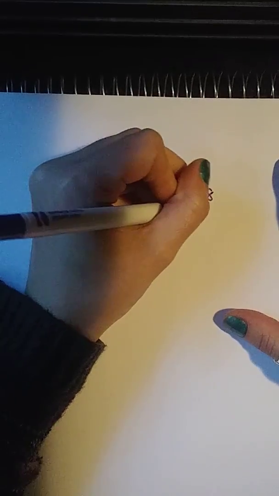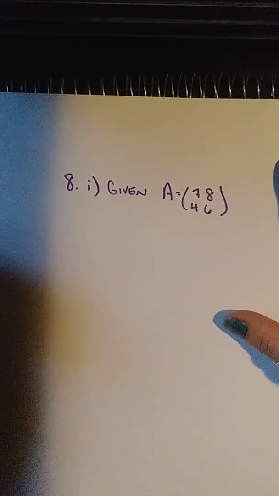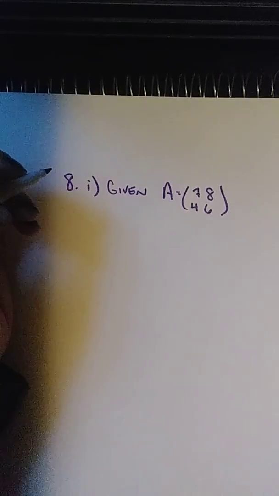Okay, we have our last video from the Unit 11 Matrices review, and it's asked us a couple of things. The first part says, given the matrix A equals 7, 8, 4, 6, it wants us first to find the inverse.